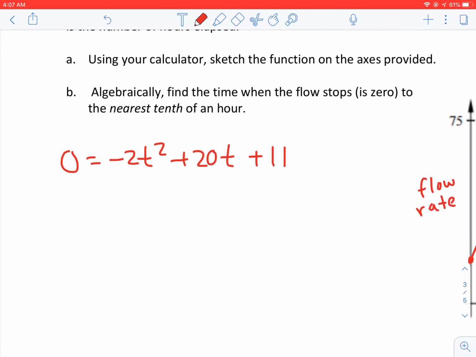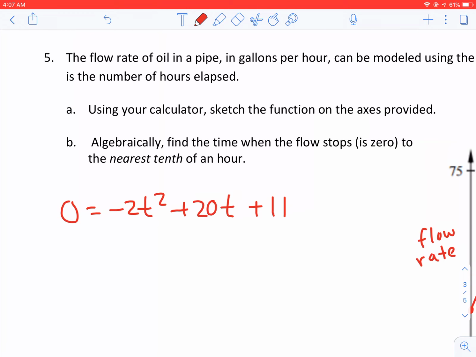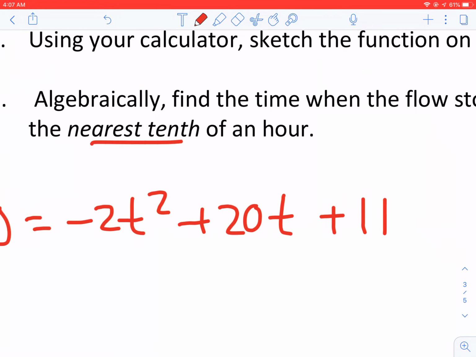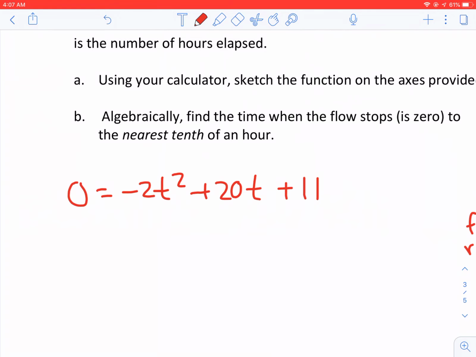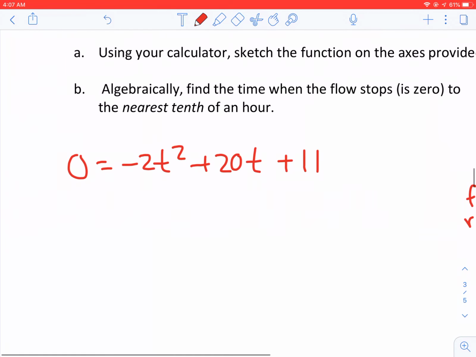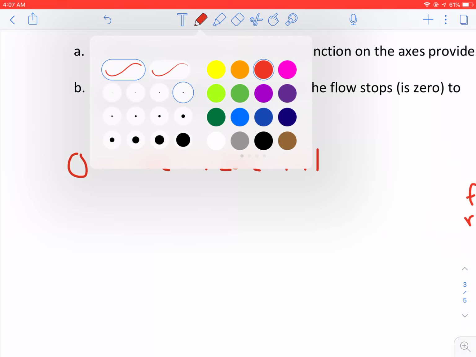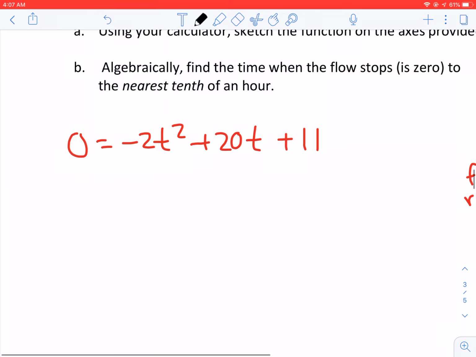Anyway, if we want to solve this equation, it does tell us that we're going to be rounding to the nearest tenth of an hour. So this is probably not factorable, and it is not. So that means we have two methods. We can use completing the square or quadratic formula. I don't know which one you guys like better, but it doesn't matter which one we use. I think I'll use quadratic formula.